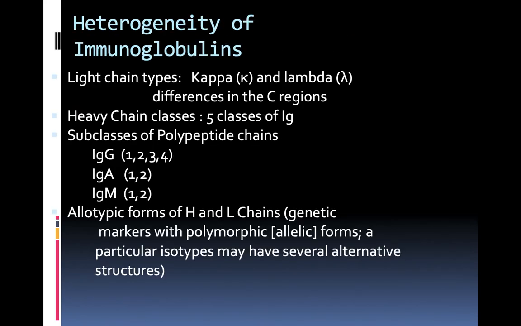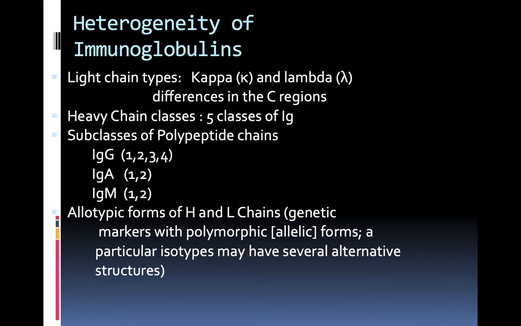Within each antibody isotype, greater heterogeneity can be observed. So aside from the isotypes, we get a look at the diversity of the different antibodies within each isotype. There's greater complexity and diversity. Light chain types may exist, kappa and lambda types. Heavy chain classes may also exist, like the subclasses of polypeptide chains for IgG, IgA, and IgM.